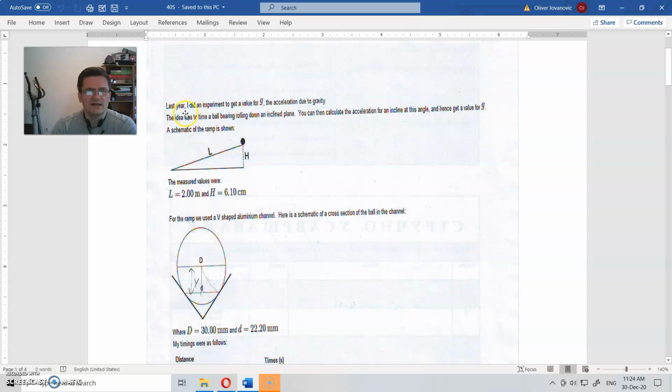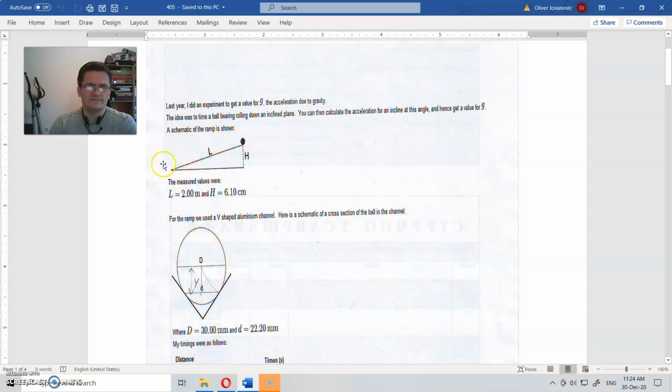So the teacher says, last year I did an experiment to get the value of g, the acceleration due to gravity. The idea was to time a ball bearing rolling down an inclined plane. You can then calculate the acceleration for an incline at this angle and hence get the value for g. A schematic of the ramp is shown.